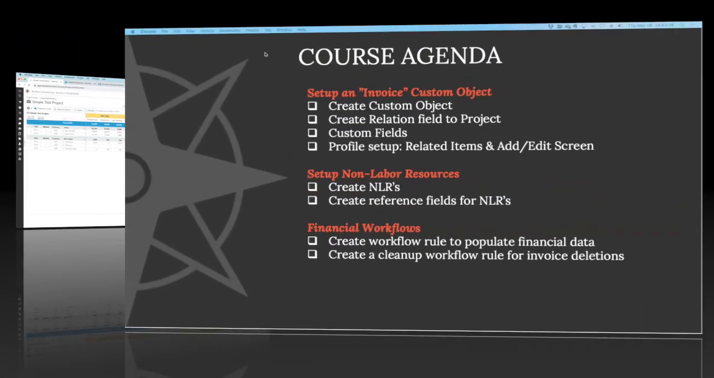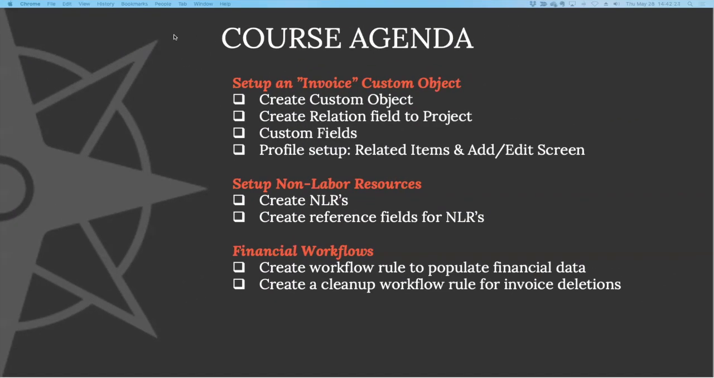And so the steps we'll be taking today in our solution is, first, we're going to set up a custom object for invoices. In that, we're going to create a custom object. We're going to create a relation field from that invoice into the project. We're going to set up some custom fields on our new invoice object, and we're going to set up the profiles for that custom object for our invoices, so we can easily get in there and manage those.